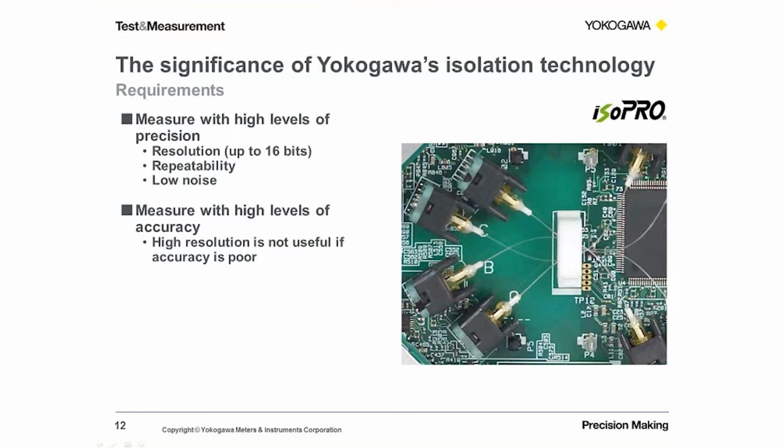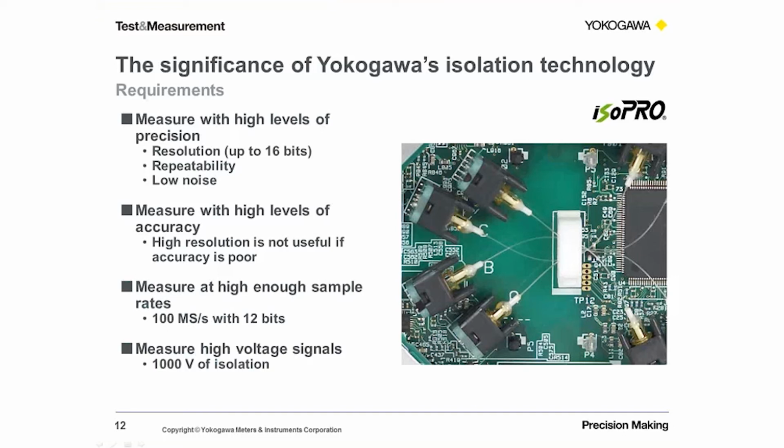As I mentioned already, we basically use these techniques and the fiber optic isolation in order to achieve 100 megasamples per second at 12 bits and also provide 1,000 volts of isolation. What does that mean in terms of examples, or how is that actually implemented? It is shown on this slide here.